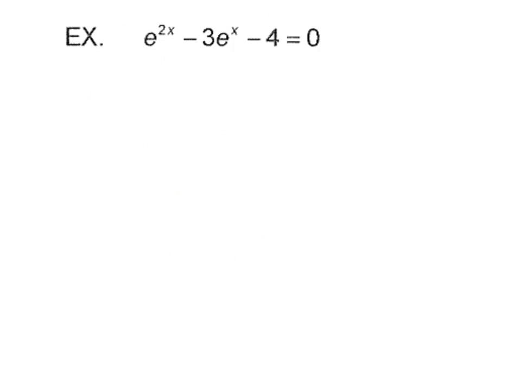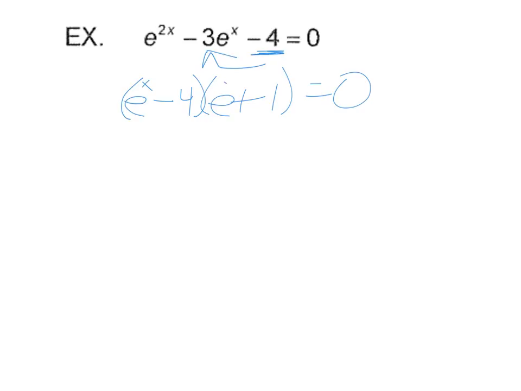This one's a little bit different, but it can actually be factored because the e is squared and then the next e is just to the first power. So I can look at the negative 4 and get factors to make negative 3. That would be a negative 4 and a positive 1. The e to the 2x will be split up into e to the x, e to the x, just like an x squared would split into x and x. Now that it's factored, I set each term equal to 0.